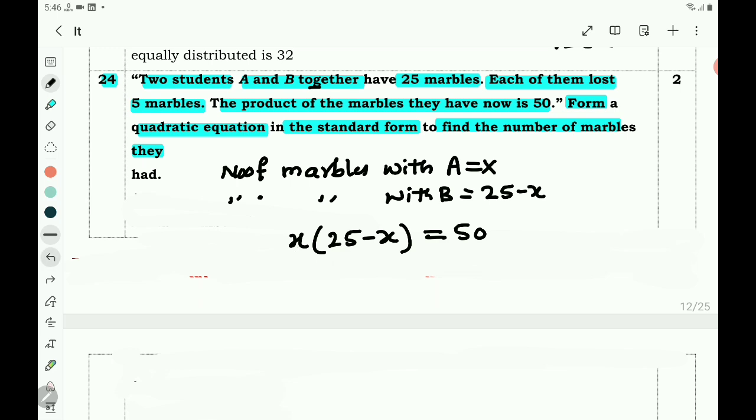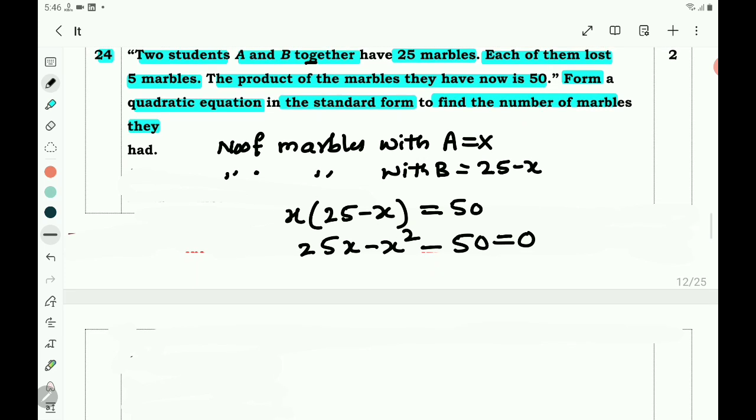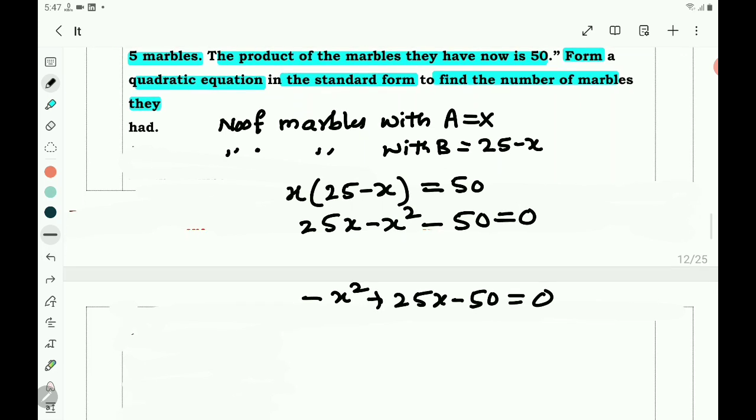Then multiply it: x into 25 is 25x, x into minus x is minus x square, minus 50 equals 0. So first you write minus x square plus 25x minus 50 equals 0. To get the standard form, we have to write the second degree first, then first degree, then constant. Now remove the negative sign of the x square, meaning change all the signs.